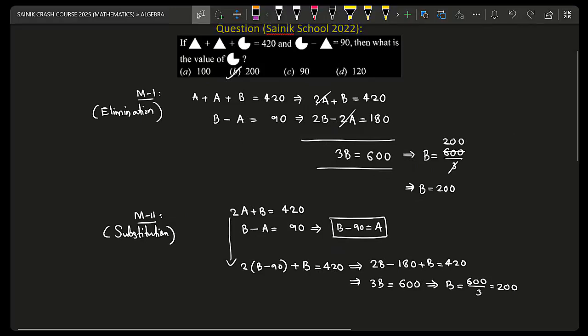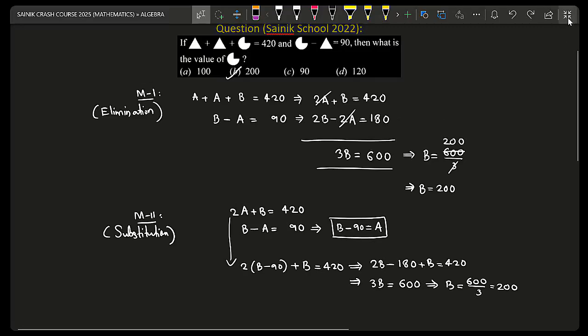Yes, Abhiday, do you have any doubts? Sir, I didn't understand the first method. There, 3b is equal to 600. Sir, how to get 600? 420 plus 180, we need to add these two numbers, and we are getting 600, right? Yes, sir. From there, you will get the answer for b on transposing. Okay.